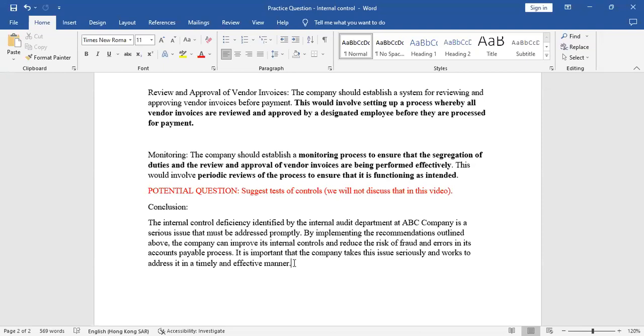And it is important that the company takes this issue seriously and works to address it in a timely and effective manner, right? So this would be your brief conclusion, where you would just summarize what has happened and what you have suggested, or just make a reference to the answer that you have written. I hope this practical example was helpful to you to put that internal control answer guide in perspective.